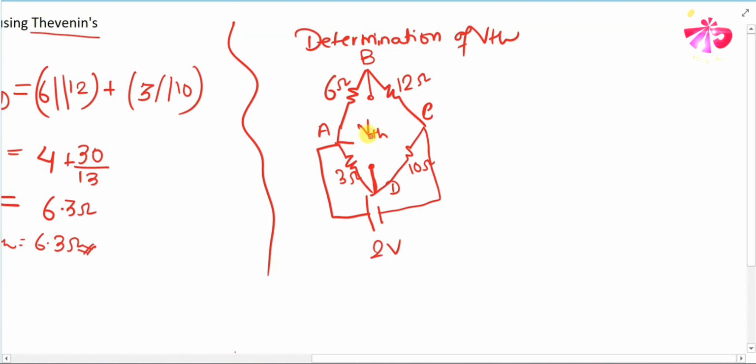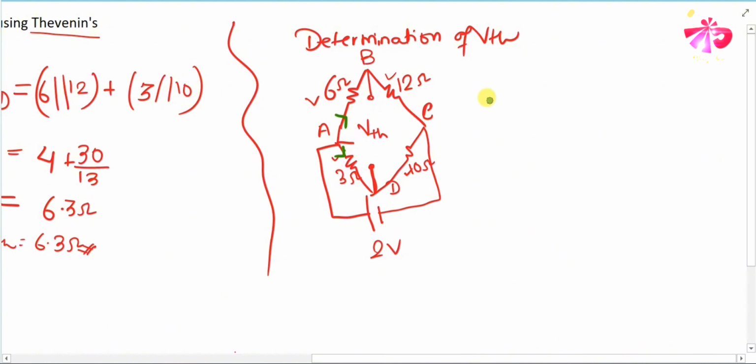In order to identify VTH, what will you do? You can consider this resistor or this resistor as per your wish. For now, let's work on identifying the current. If you identify the current flowing through them, you can easily identify the voltage drop across them.